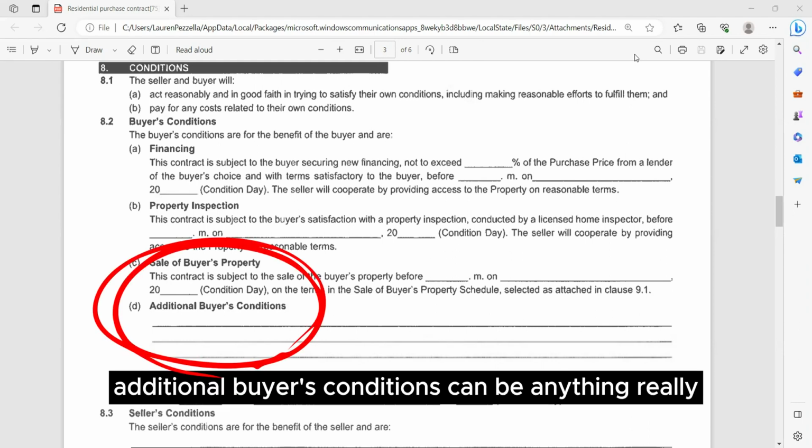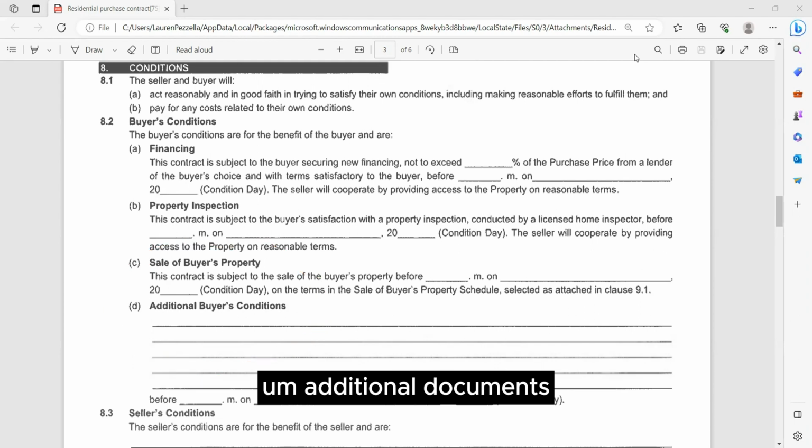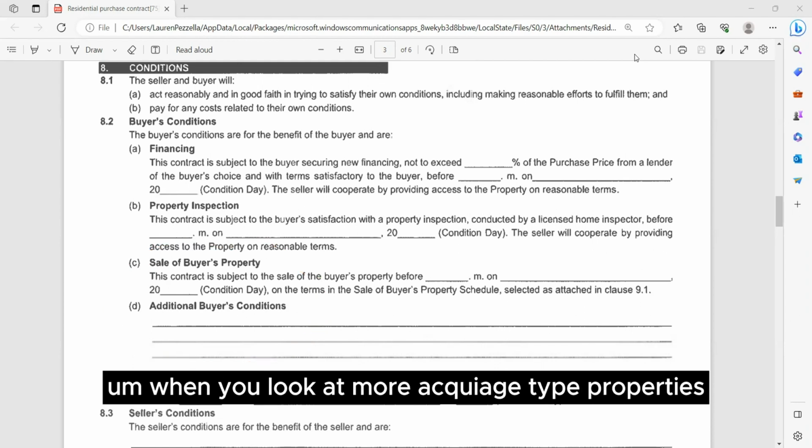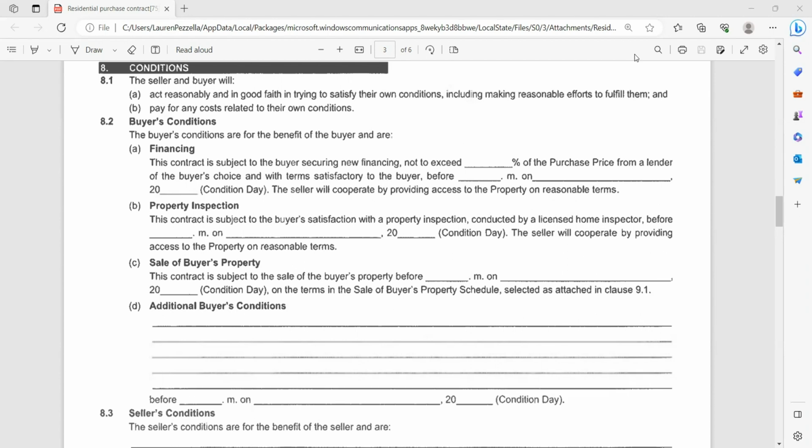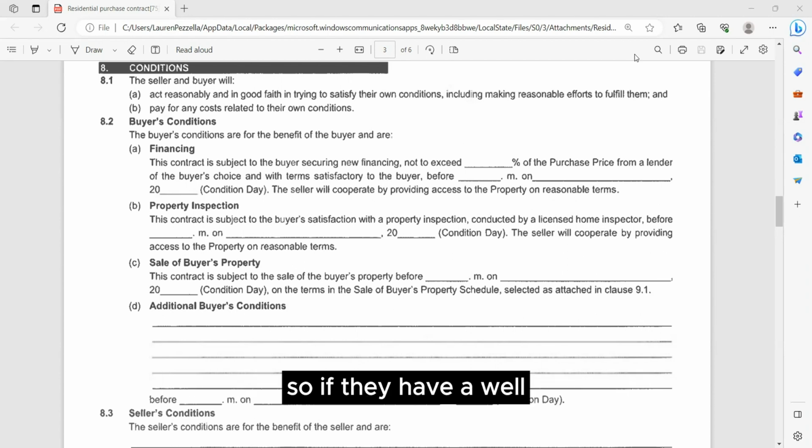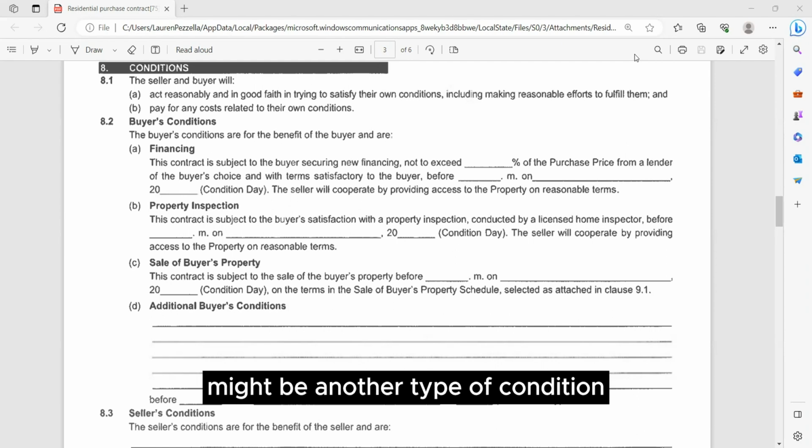Additional buyer's conditions can be anything really. Additional documents, additional inspection documents. When you're looking at more acreage-type properties, just around an urban center, you'll see things like water testing. So if they have a well, make sure the well's tested. Same thing for sewage. If they have a septic tank or a septic field, having that inspected might be another type of condition.